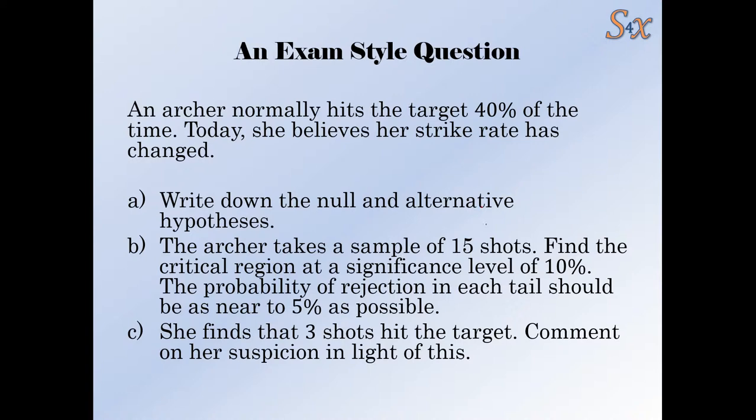Okay. We take a sample of 15 shots. You're going to have to find the table with n is 15 and with p is 0.4. Think about whether it's a one-tailed or a two-tailed test. And see if you can find where the critical region is. Okay, get used to using the tables in the formula book. It's really important that you get used to what they look like.